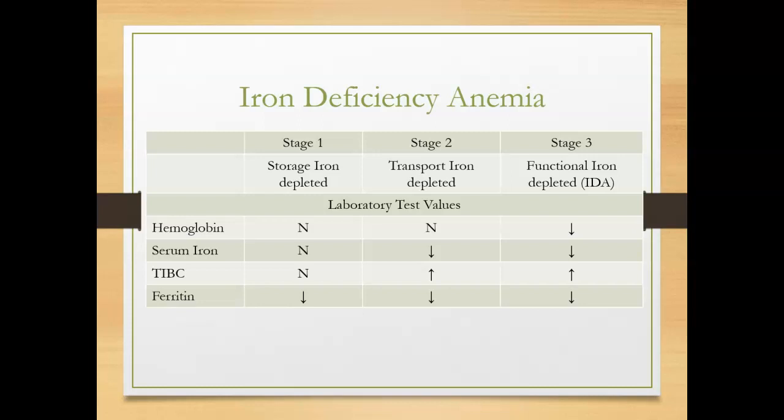Once you get to stage 3, this is where there's a total depletion of functional iron. This is where you have actual iron deficiency anemia. This is where the hemoglobin levels go down, the serum iron goes down, your iron binding capacity is even higher than it was before, and the ferritin levels are still low. So with iron deficiency anemia, when you become diagnosed, everything is decreased except the total iron binding capacity. You see this one in a lot of case studies too.